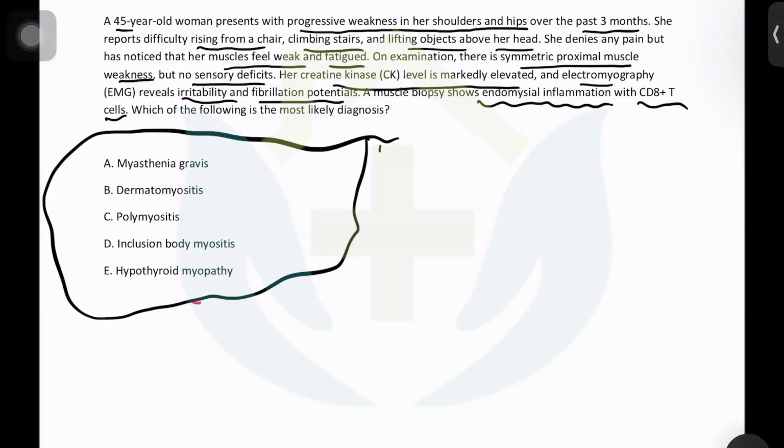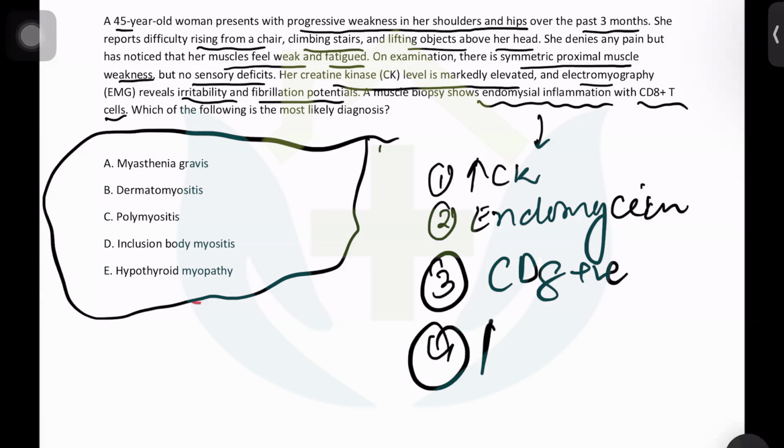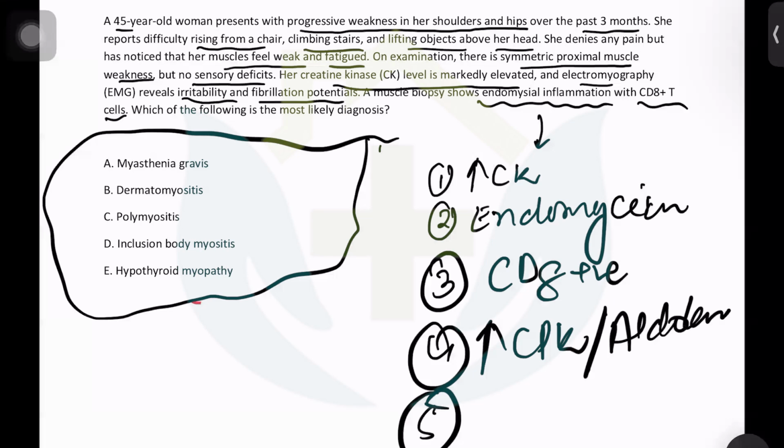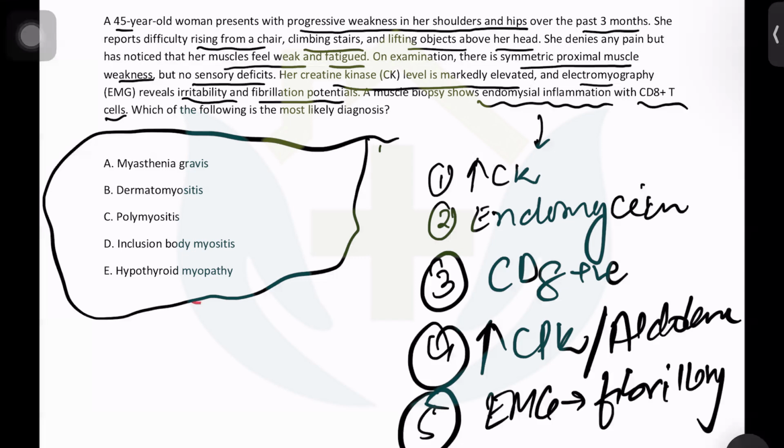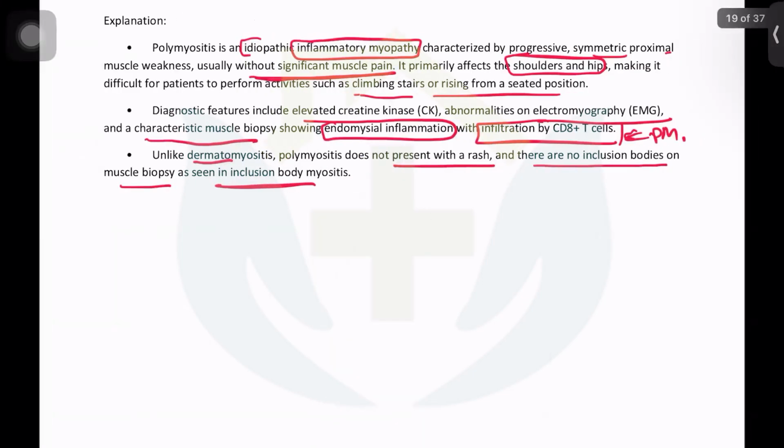What are the catch points? Polymyositis. Catch points: endomysial, increased CPK, and proximal muscle weakness. If CPK is not mentioned, aldolase might be mentioned. Okay. The answer is polymyositis.